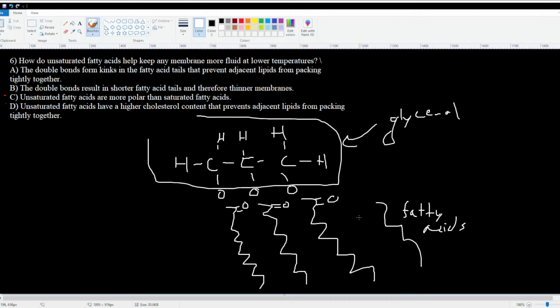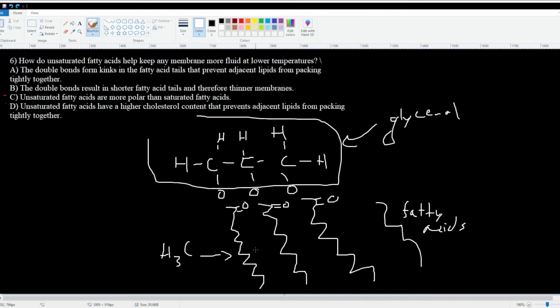So look at your fatty acids, right? What can you tell about them? Well, they're mostly hydrocarbons, right? So what does that mean? It means that it's nonpolar, because the bond between carbon and hydrogen is a nonpolar covalent bond. So this is not going to mix with water.